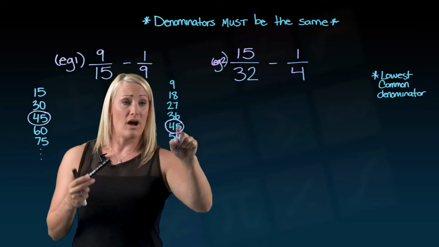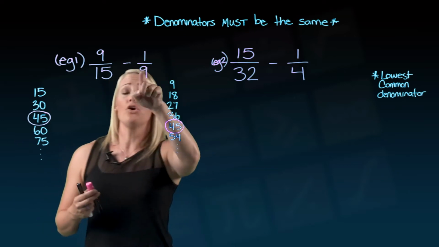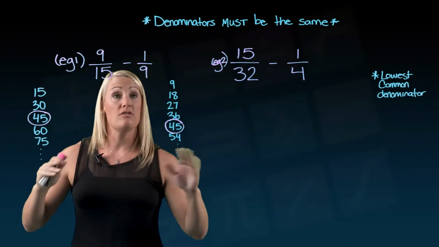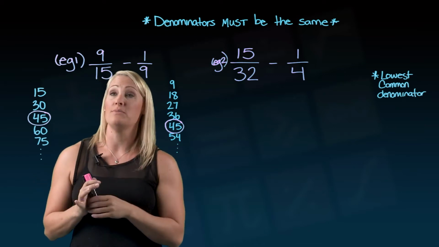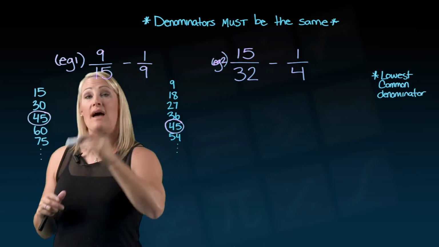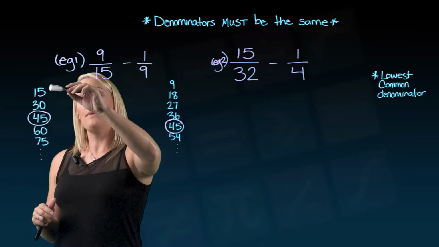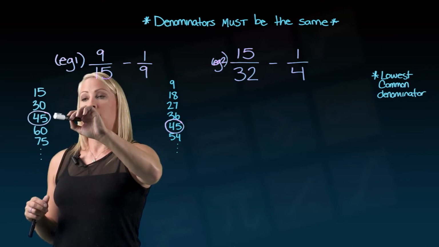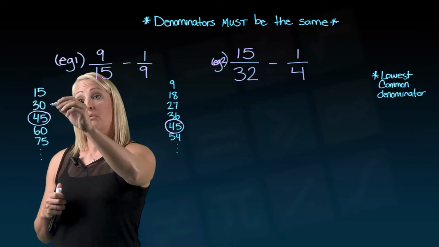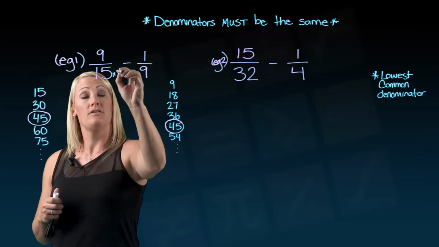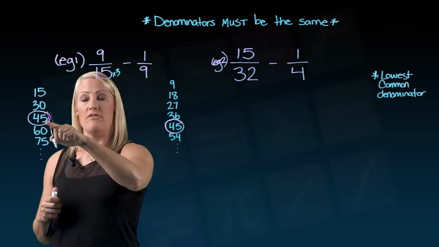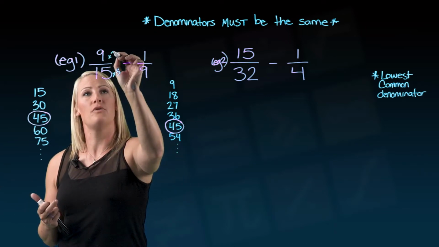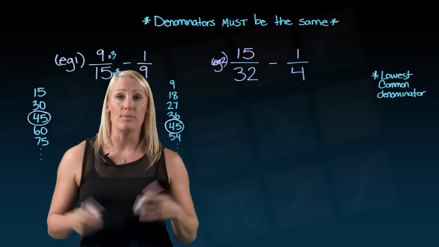So now that we've got that figured out, we're going to go back and make these both into 45s so that the denominators are common and we can subtract them. For the 15 first, I'm going to go back to my list and say, okay, 1, 2, 3. If I multiply 15 by 3, it's going to turn into a 45. But if I do something to the bottom of a fraction, I need to do the same to the top. So I'm going to multiply that 9 by 3 as well.